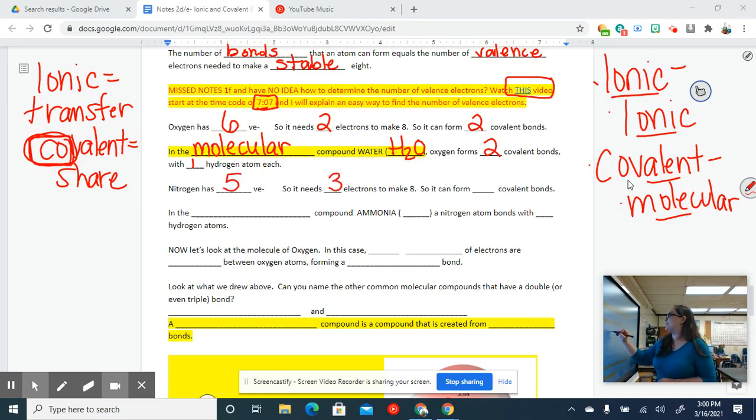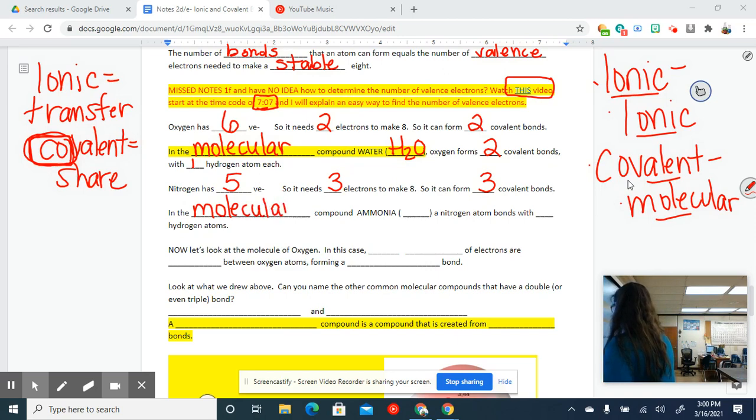All right, nitrogen has 5 valence electrons. So it needs 3 electrons to make 8. So it can form 3 covalent bonds. In the what kind of compound? Covalent, molecular. In the molecular compound, ammonia, NH3, a nitrogen atom bonds with 3 hydrogen atoms.